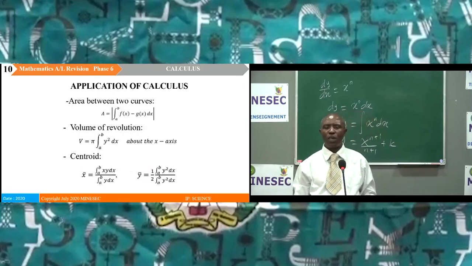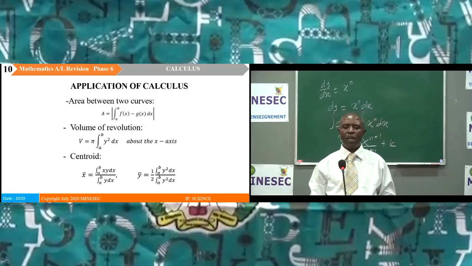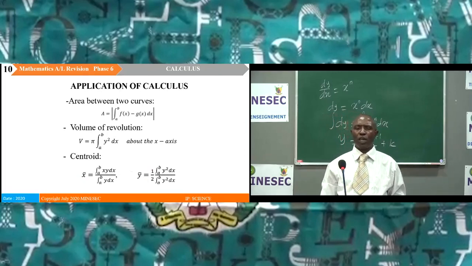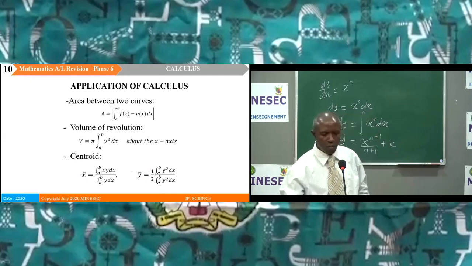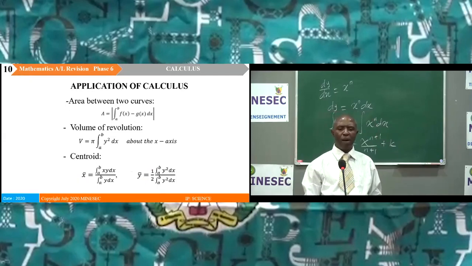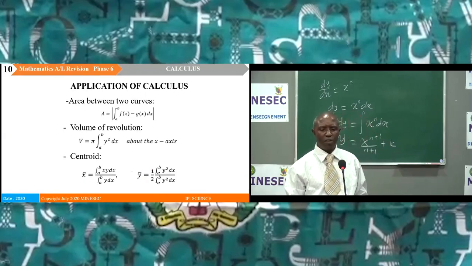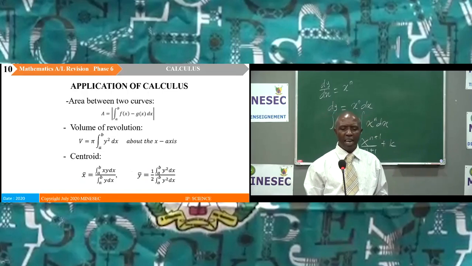Applications of calculus. Area between two curves. The area between two curves is given as A is equal to the absolute value of the integral from the lower limit to the upper limit of f(x) minus g(x) dx.